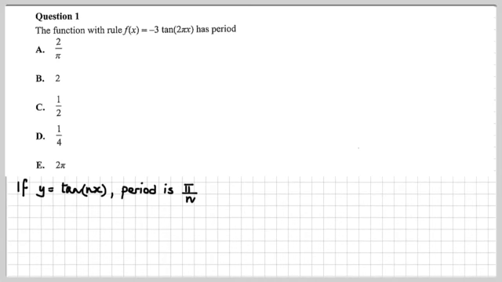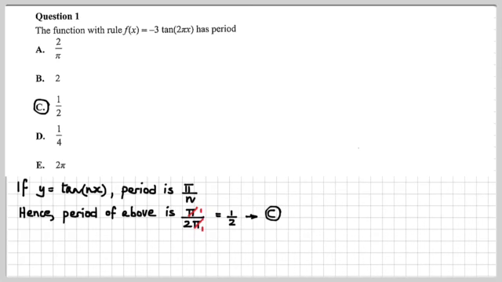You know that if y equals tan of nx, then the period is pi over n. So we can work it out from that little formula there. If the period above is pi over 2 pi, where 2 pi is the n term, that will be 1/2. Therefore the period is a half, therefore the answer is C.